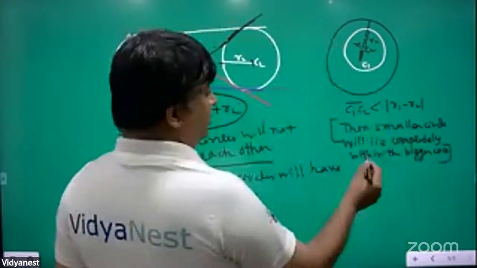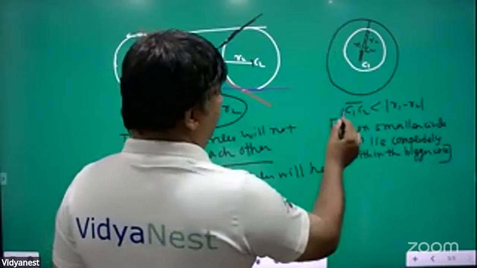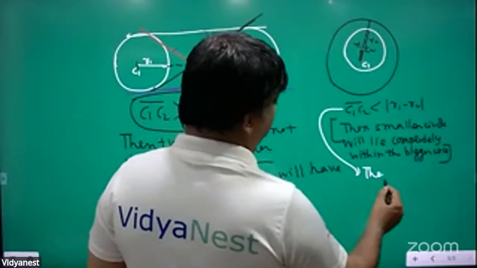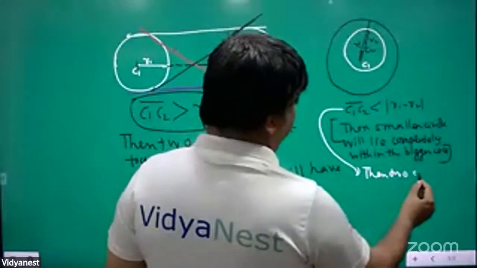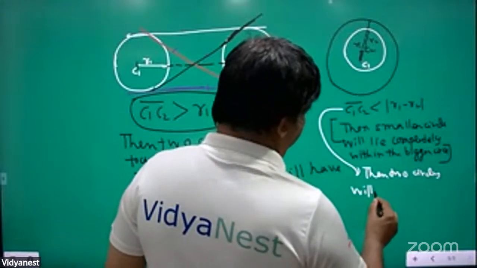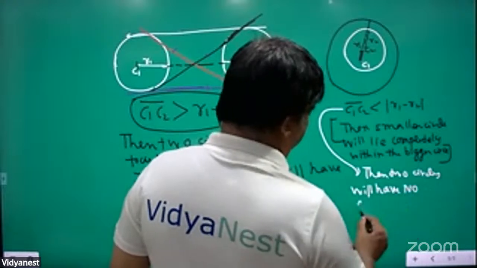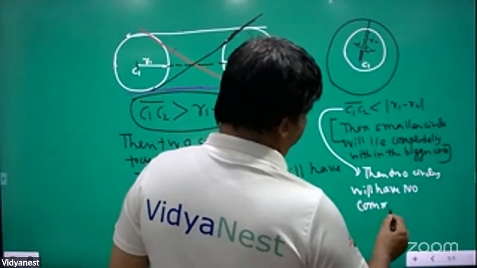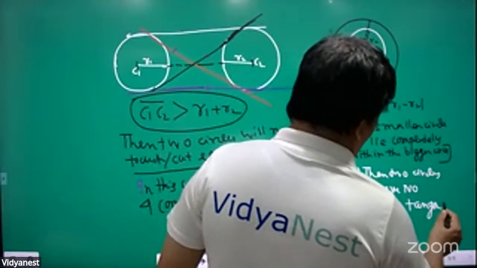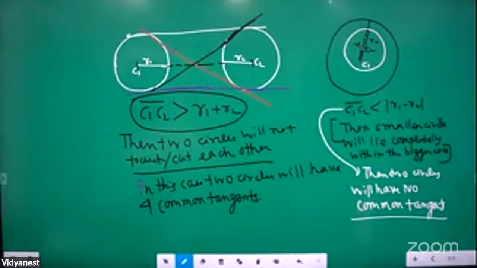In that case, this condition depicts that the two circles will have no common tangents. There will be no common tangent.